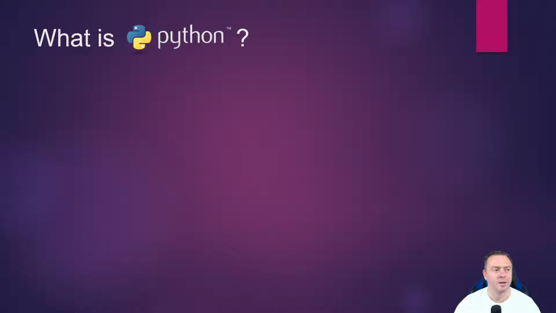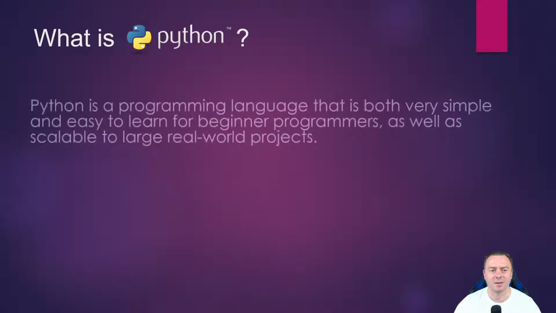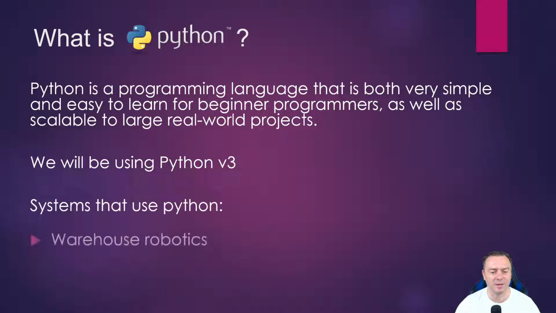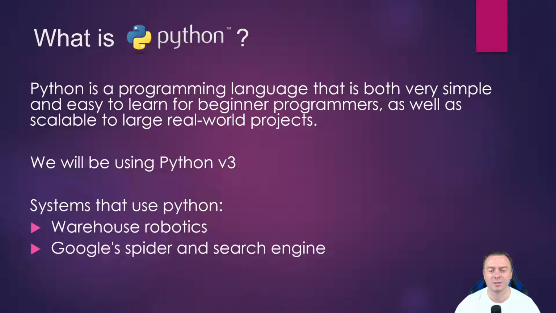So what is Python? Python is a programming language that is both very simple and easy to learn for a beginner programmer. It's also scalable to some really large real-world projects. For this course, we'll be using Python version 3, and here are some examples of systems that use Python: warehouse robotics, Google's spider and search engine, Battlefield 2 for the older games, and NASA. These are just some of the examples of what uses Python.